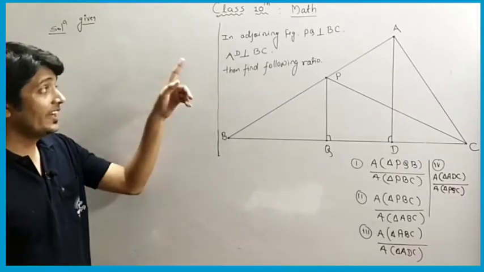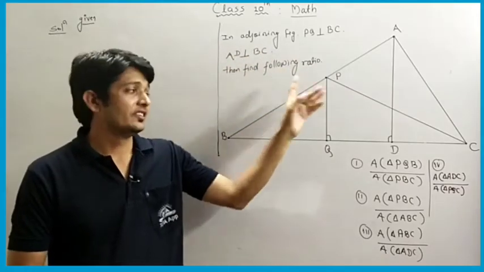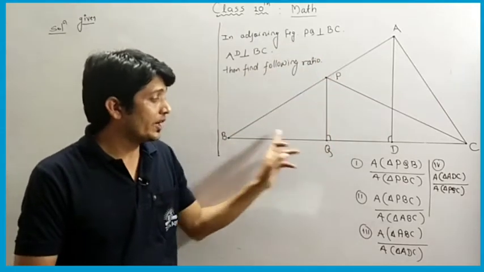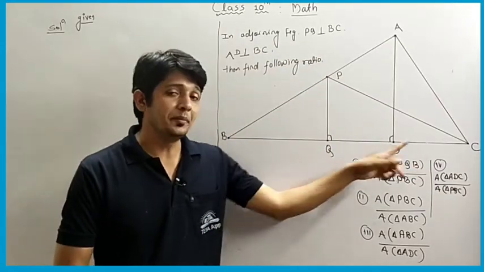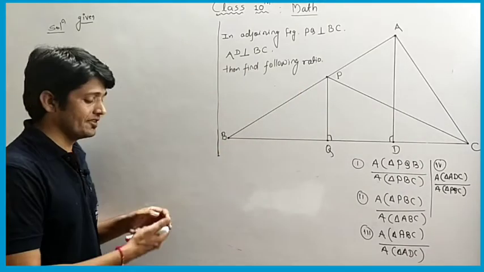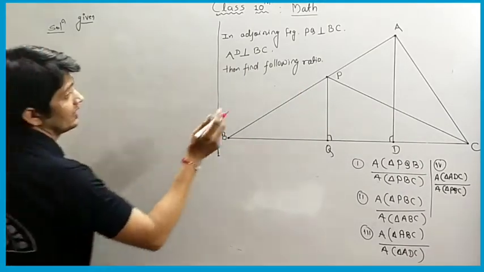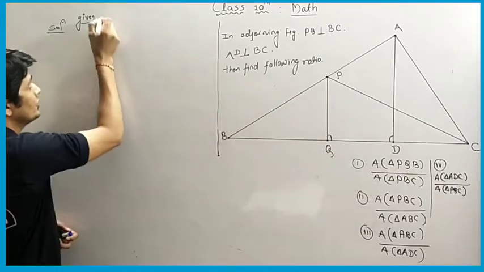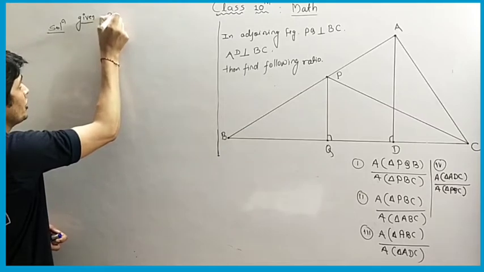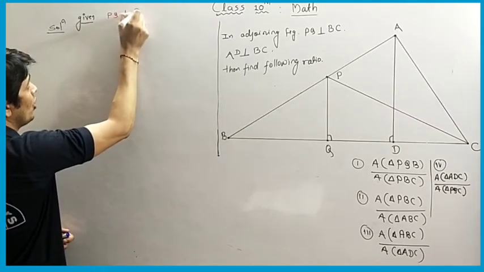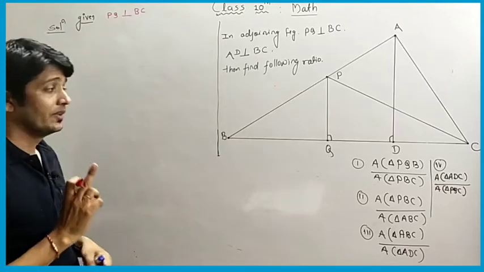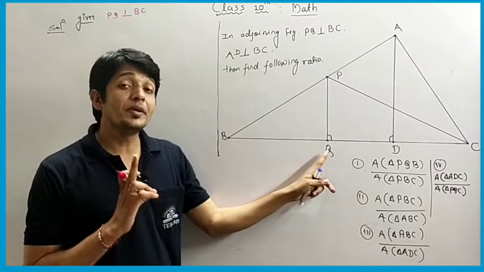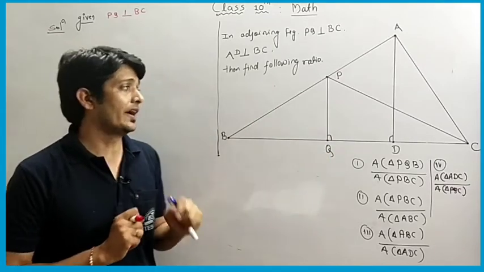Okay, it says in the adjacent figure this is the triangle. Here PQ is perpendicular on side BC. So we have to write given first. What is given? The side PQ is perpendicular on BC. That means for this triangle and this triangle, PQ will be the height.